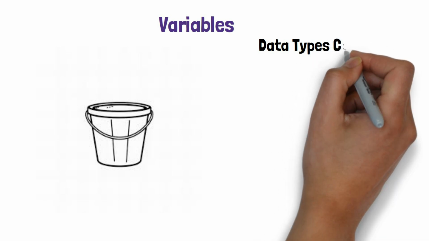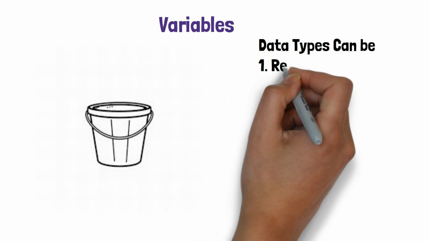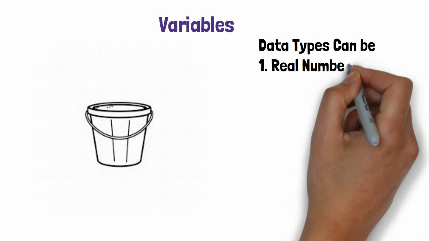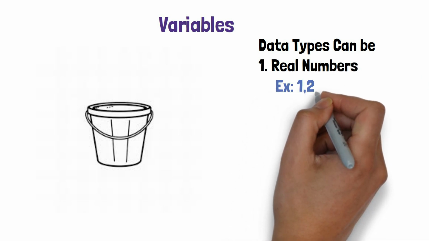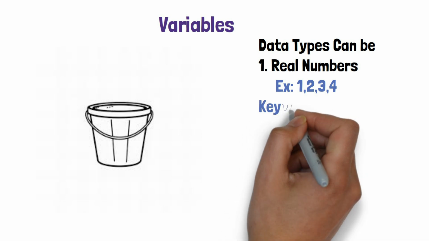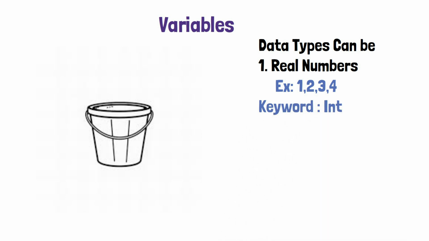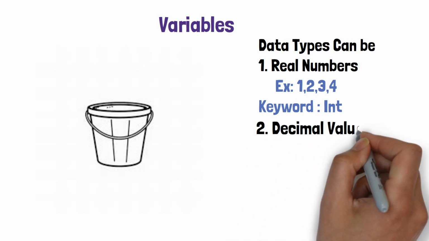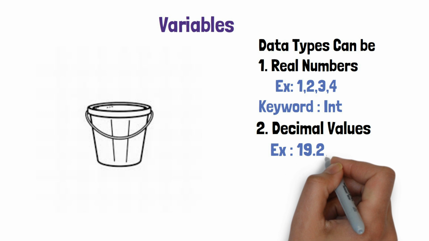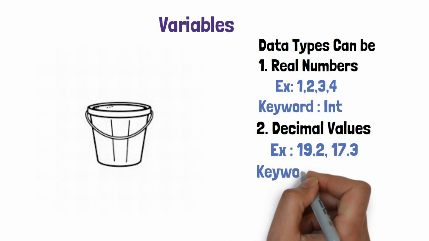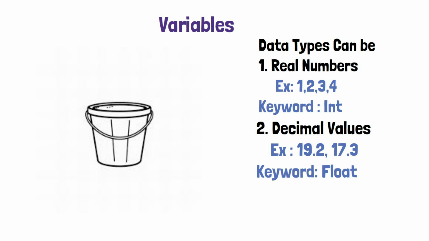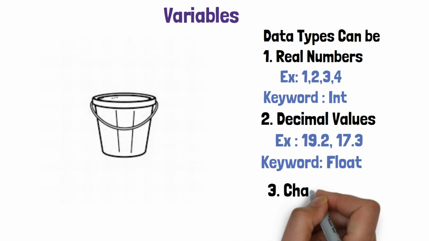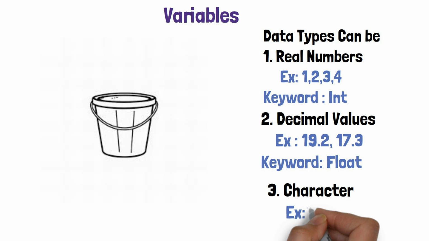If we are using any integer values, like 1, 2, 3, 4, 5, 6, any integer values, we write int. The keyword we use is int. Now, if it is a point value like 19.2, 17.3, to store this floating point value, we use a keyword called float. Now, to store a single character, what do we use? We use char.